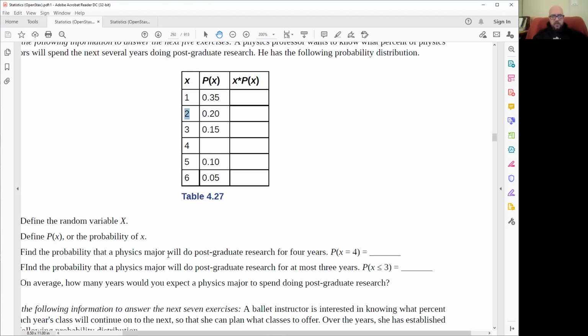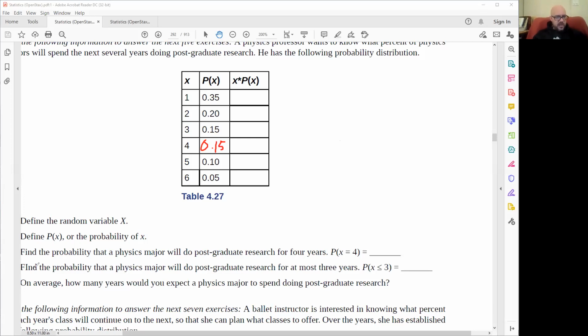Okay, we're going to need to fill in 4 here, so we need to add this up. So 35 and 20 is 55, and 15 is 70, 80, 85, so this must be 15%. So let's go ahead and put that in. So this is 15, 0.15. All righty. Find the probability that a physics major will do postgraduate research for 4 years, 15%.